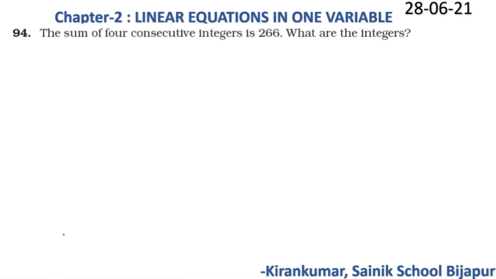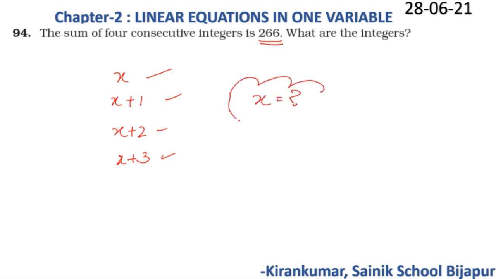Question 94. This is also one of the easy questions. We had solved a question related to consecutive numbers. Same is the case here for consecutive integers. If x is one of the integers, the next integer is x plus 1. Next to that is x plus 2. Next to that is x plus 3. These are the 4 consecutive integers. Their sum is 266. Add them up. You find the value of x.